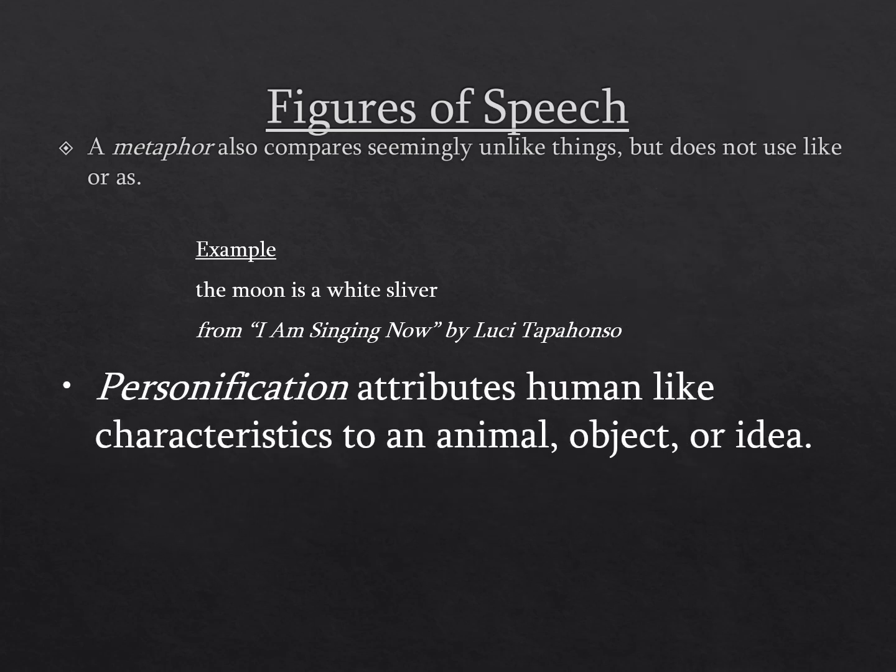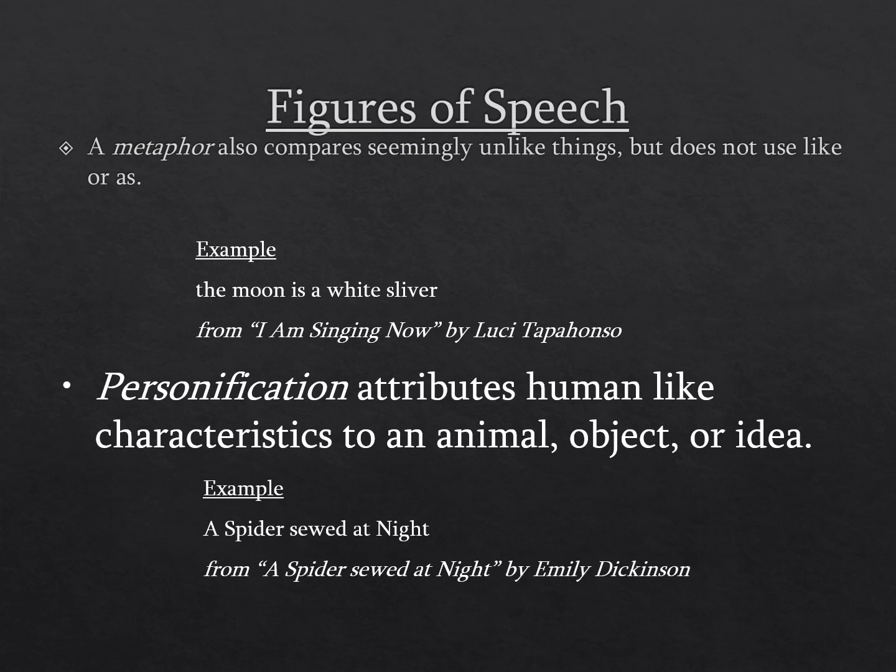You also have personification. Personification attributes human-like characteristics to an animal, object, or idea. Again, let me repeat the idea of using personification in a statement. You use personification when you put human attributes or human characteristics and qualities to animals, objects, or ideas. Example: "A spider sewed at night." This is from A Spider Sewed at Night by Emily Dickinson.